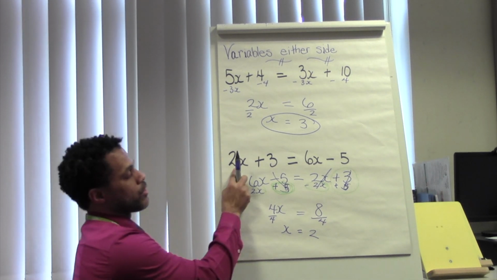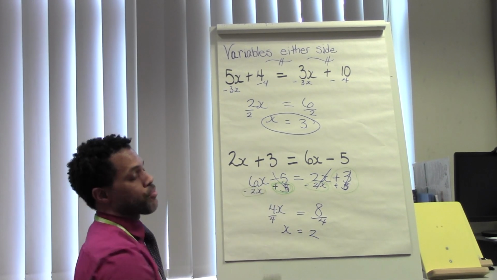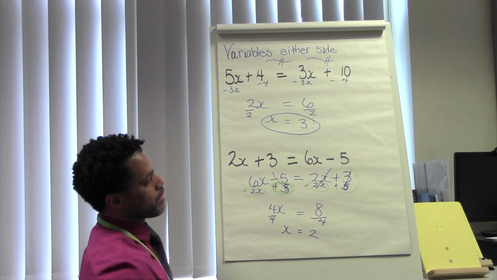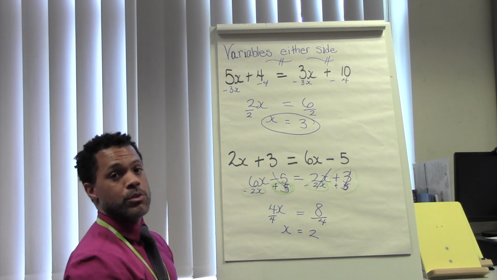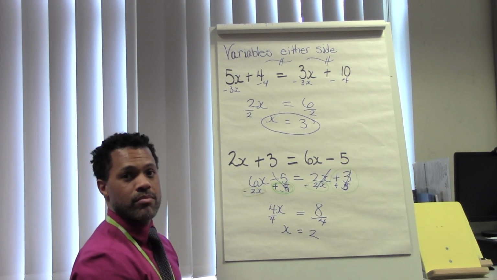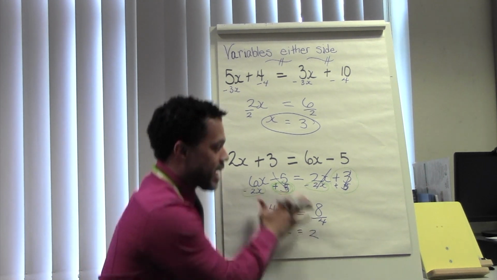Let's prove it. 2 times 2 is 4, plus 3, 7. 6 times 2 is 12, minus 5 gives me 7. Okay? So that solves it.